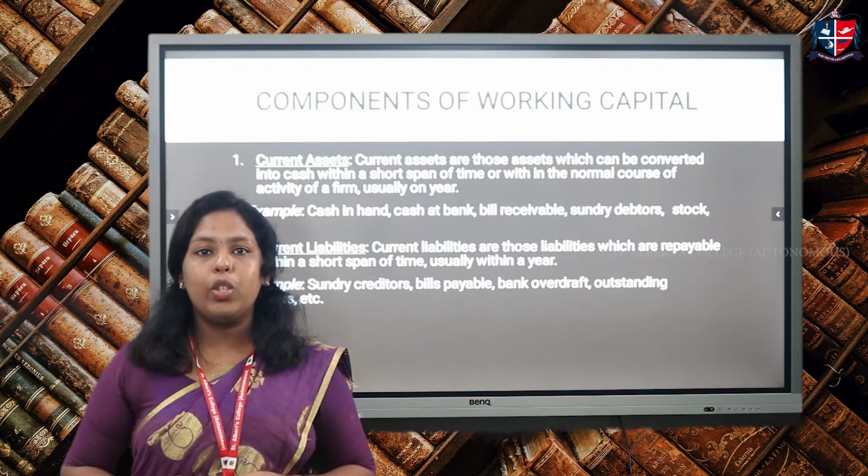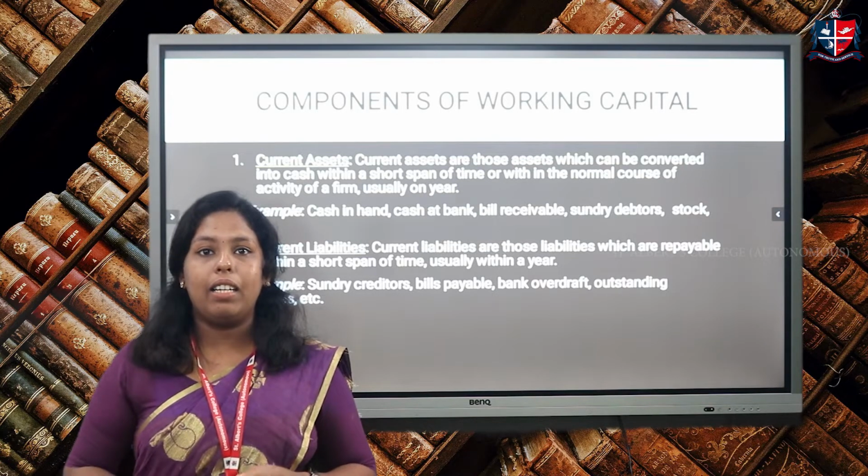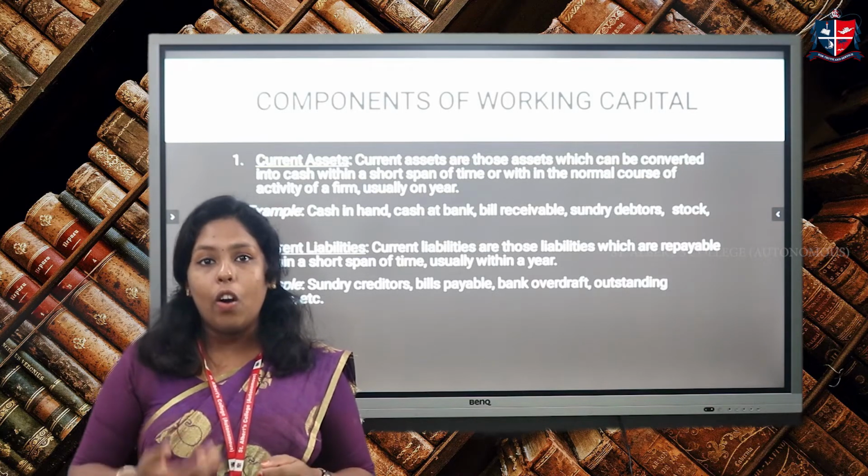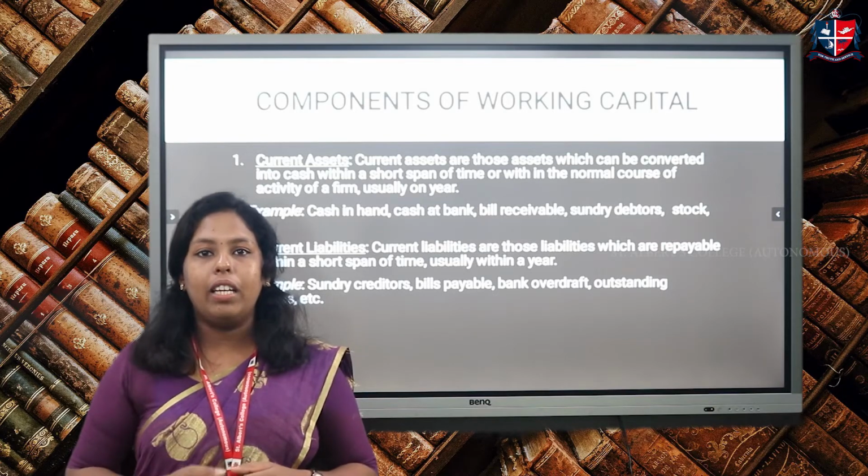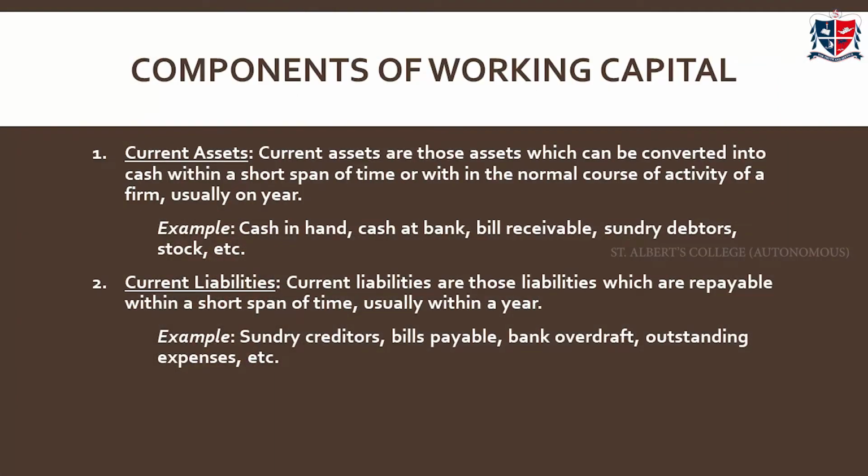The liabilities which could be paid off within a short span of time, usually within 1 year, are termed as current liabilities. Examples for current liabilities could be sundry creditors, bank overdraft, bills payable, outstanding expenses, income received in advance, etc.